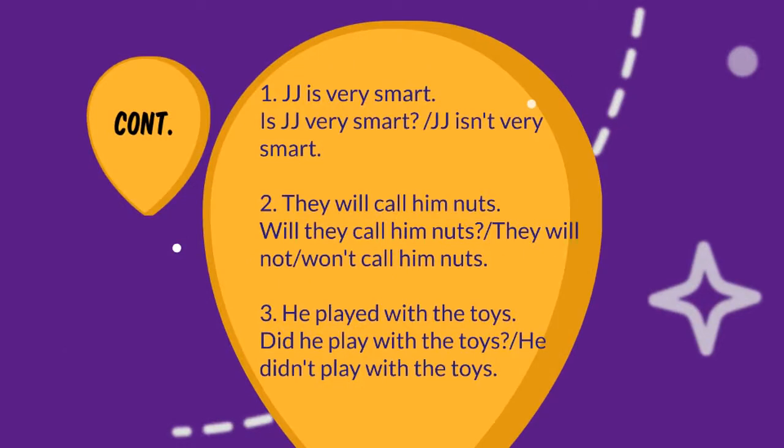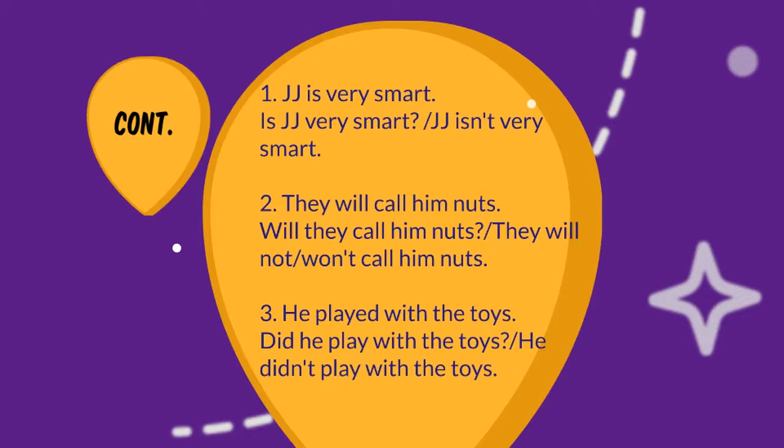JJ is very smart is our first sentence. The finite verb is, which is a special verb. So the question is JJ very smart? In the negation, JJ isn't very smart. In number 2, they will call him nuts. The verb is will. So the question is, will they call him nuts? And the negation is they will not call him nuts. If you want to form a short form of will not, it's won't.